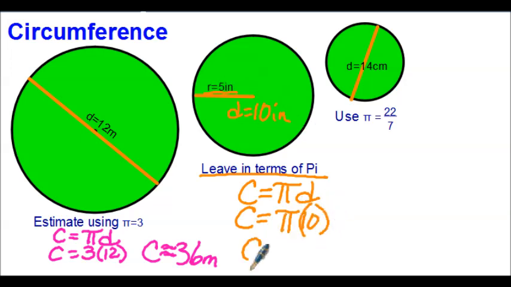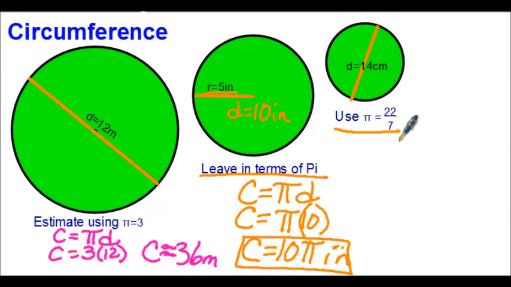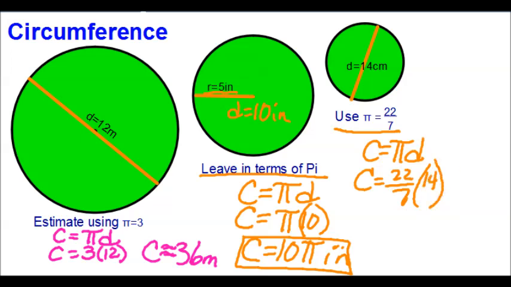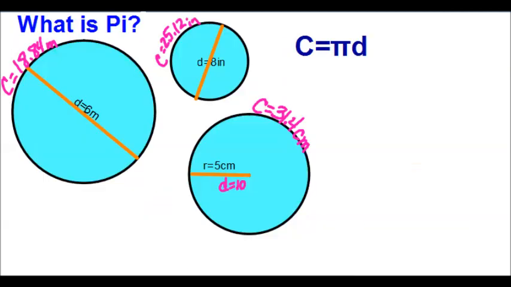Leave in terms of pi simply means leave pi, treat it like a variable, so don't substitute in for it. So in this case, you just say pi times 10 or 10 pi, and you still label with inches. On the last one, 22 over 7 is another estimate for pi, so you could use that. In this case, 14 was your diameter, so 7 and 14 can cancel. 22 times 2 is 44.